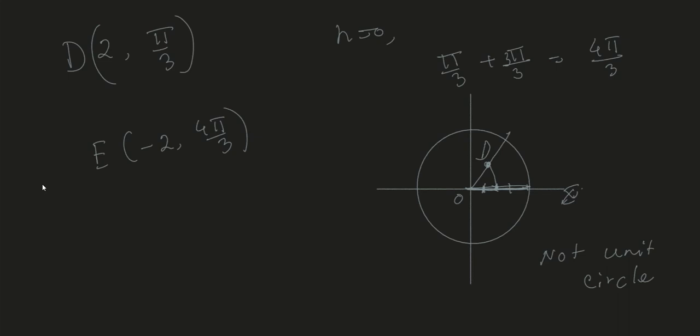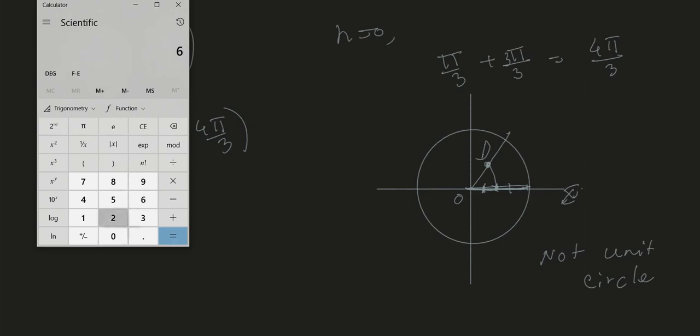Now -2, if I want to sketch the second point, initially I should skip the negative sign. I will find the point 2 comma 4 pi over 3. So 4 pi over 3, as pi over 3 is 60 degrees times 4, you get 240 degrees. 240 degrees is greater than 180 degrees, so it should be somewhere in the third quadrant, and it's also less than 270 degrees, so definitely it's in the third quadrant.